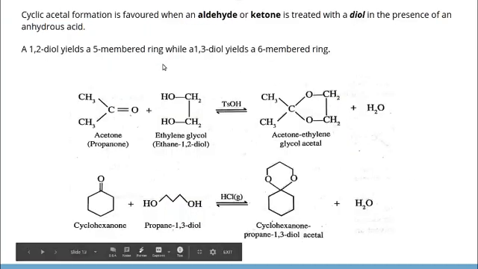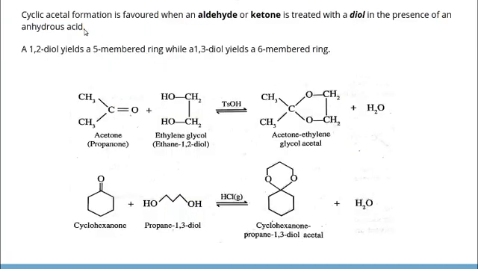Now we can see how cyclic acetal formation occurs. Cyclic acetal formation is favored when an aldehyde or ketone is treated with a diol in the presence of an anhydrous acid. So a 1,2-diol yields a 5-membered ring, while a 1,3-diol yields a 6-membered ring. Here we have acetone molecule which on treating with ethylene glycol. This is a vicinal diol. Vicinal diol means two hydroxyl groups are attached to adjacent carbon atoms. So on treating with toluene sulfonic acid, one molecule of water will get eliminated.